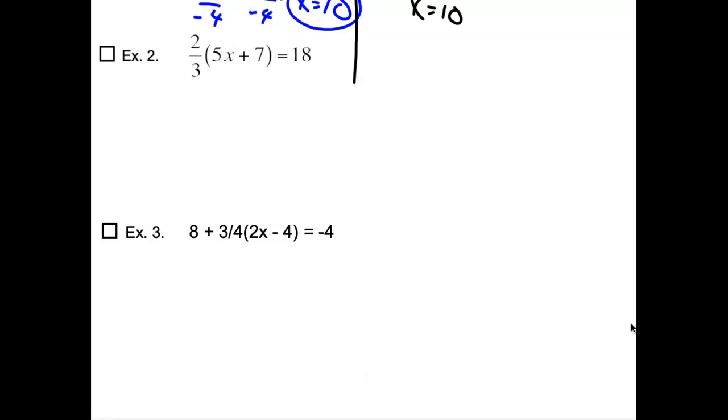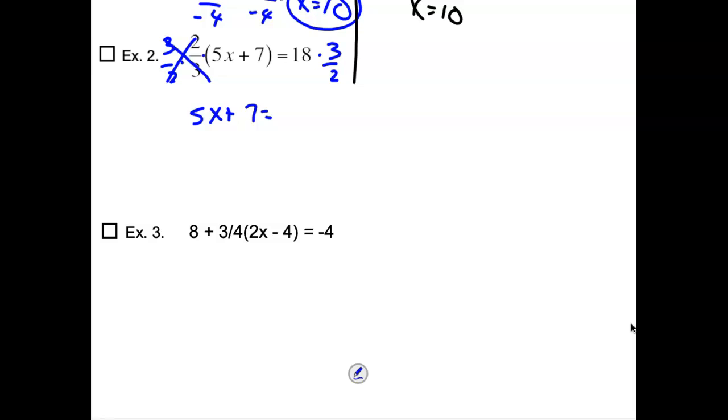So rather than do that, get rid of the 2/3 first by moving it over to the 18. Now, this is a 2/3 in front of parentheses, so you can divide by 2/3. But if you can remember a little something about dividing fractions back in the day, you actually multiply by the reciprocal. 3/2 times 2/3 is 1. 3's cancel, 2's cancel. That goes away. It leaves you with 5x plus 7.